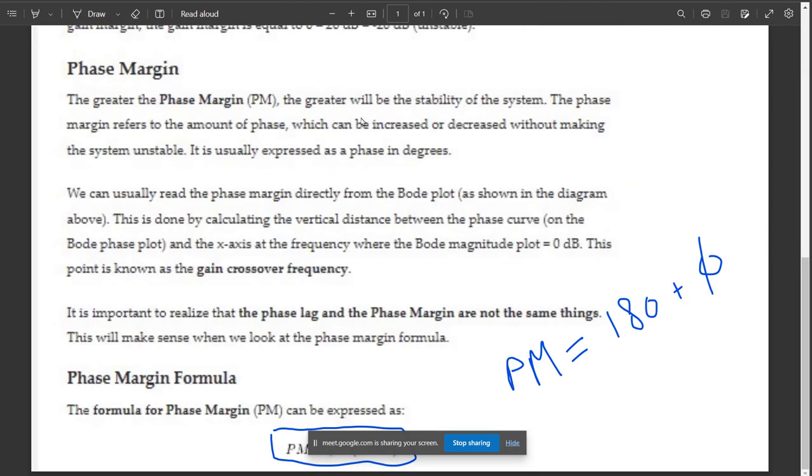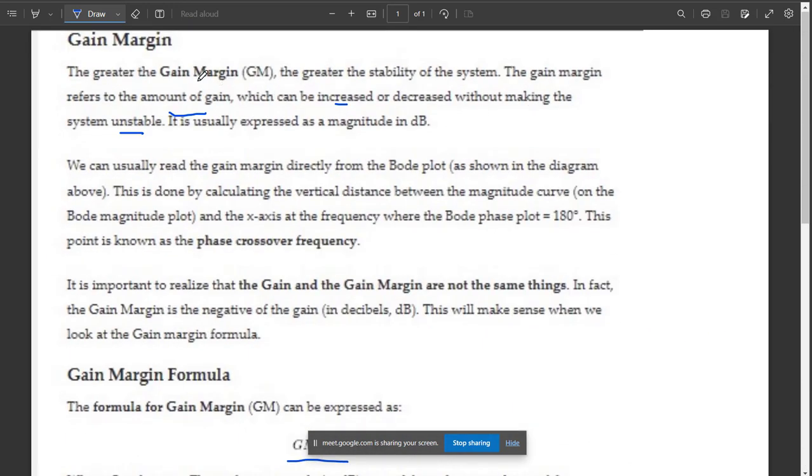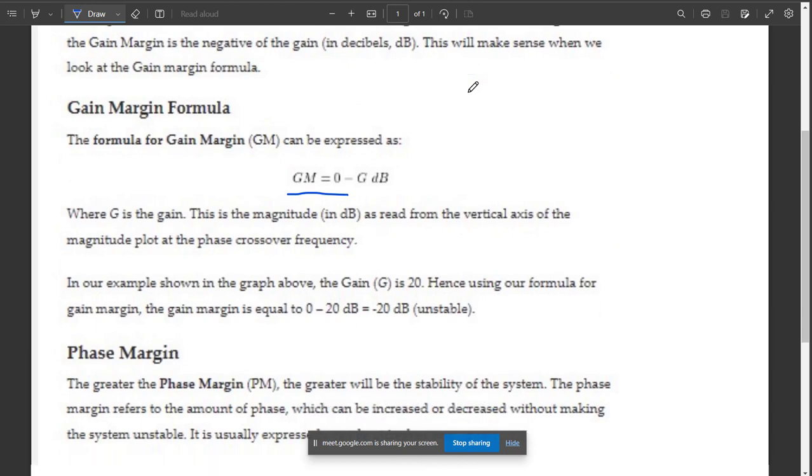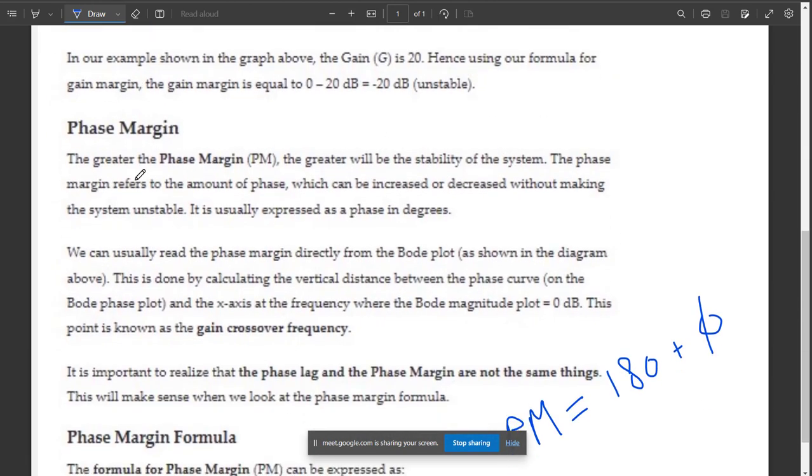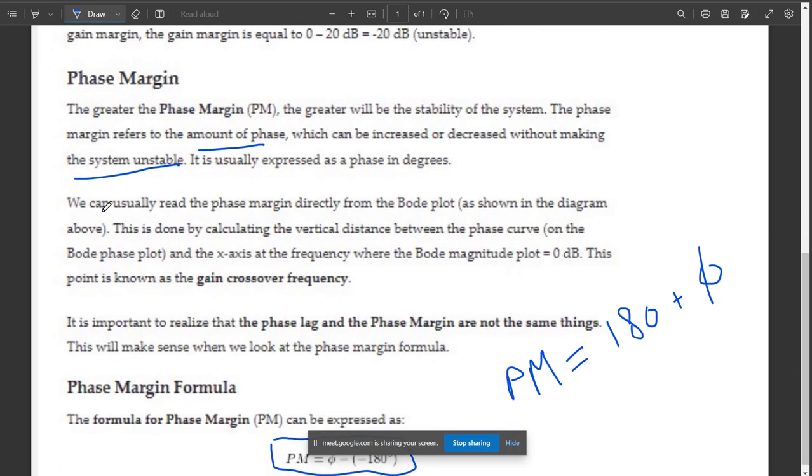Here also, the greater the phase margin, the greater will be the stability of the system, similar to the greater the gain margin, the greater the stability of the system. The phase margin refers to the amount of phase which can be increased or decreased without making the system unstable. After this phase margin, the system becomes unstable. It is usually expressed as phase in degrees. With the use of a Bode plot, we can find out the value of phase margin.